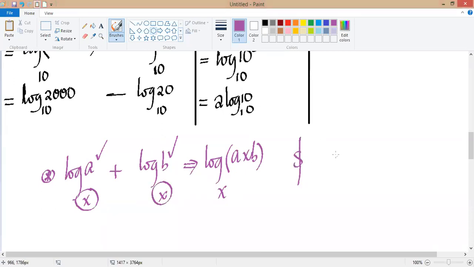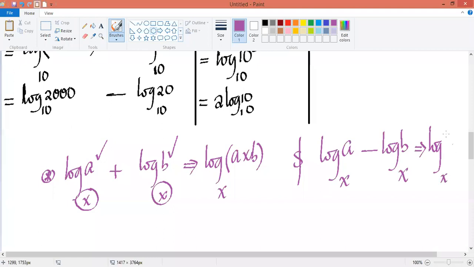And the log of A base X minus the log of B base X can also be put down as a single logarithm to that base, but when subtracting, you divide those numbers. The leading one is divided by the other one, as a single logarithm.